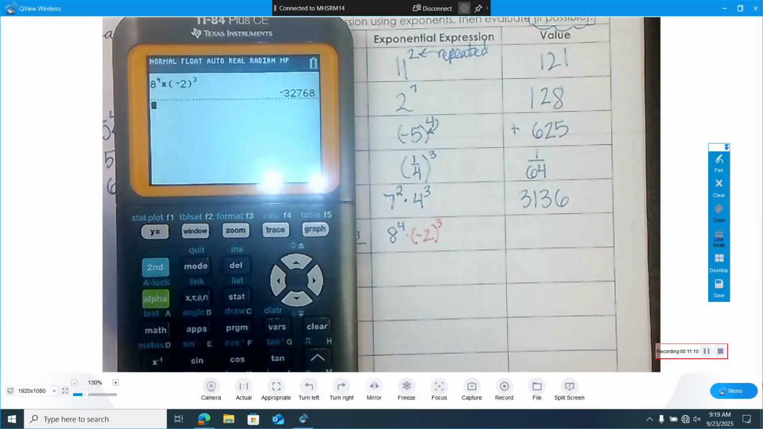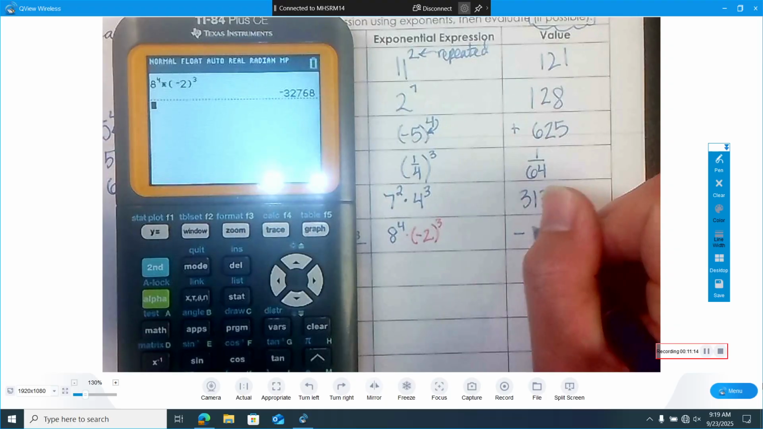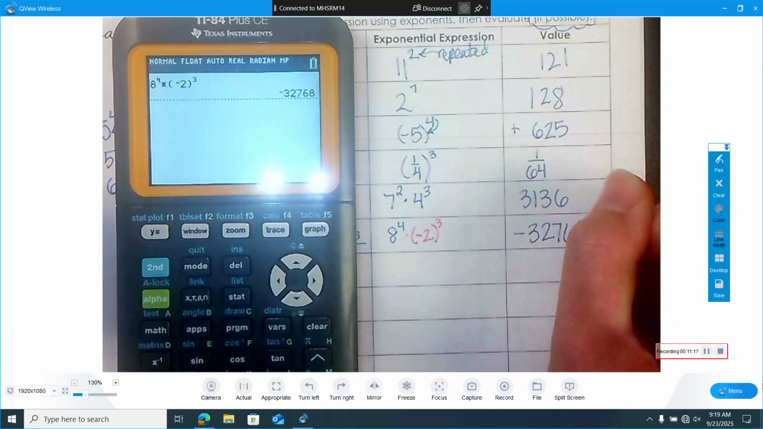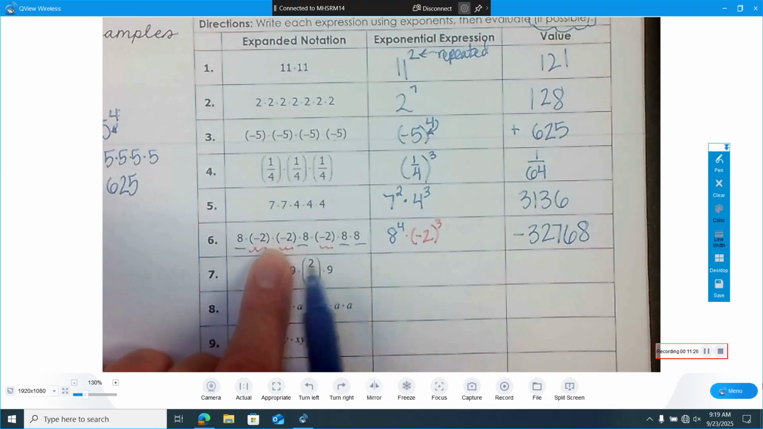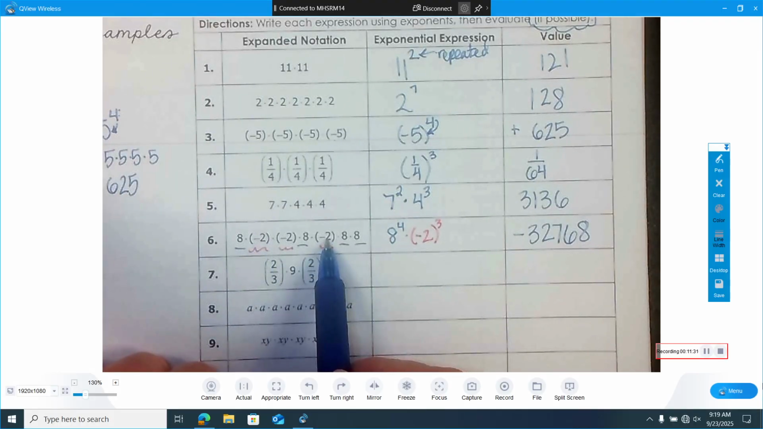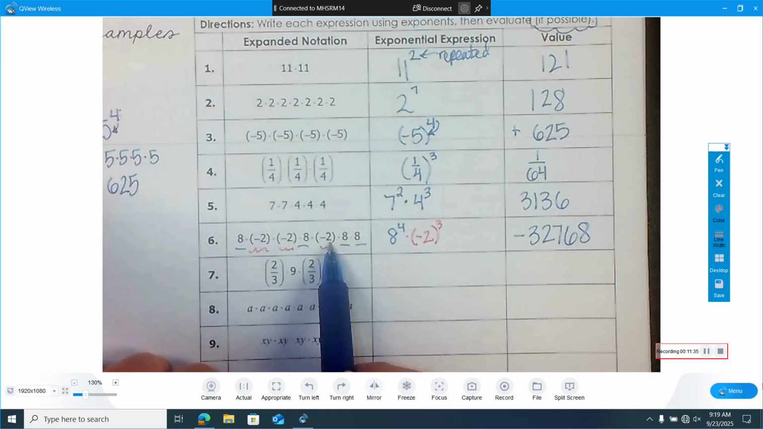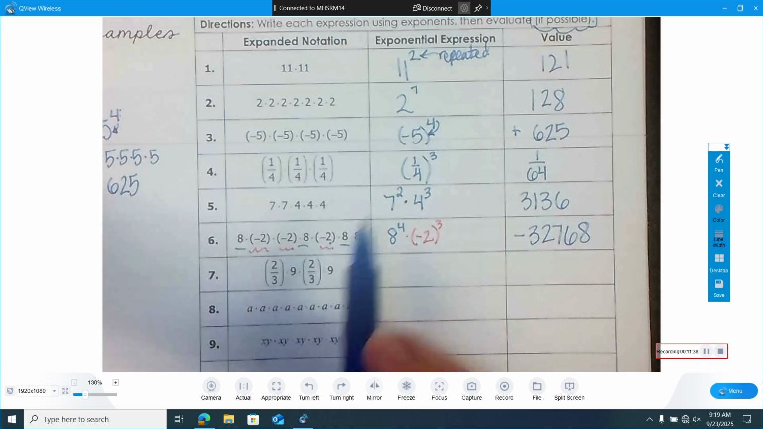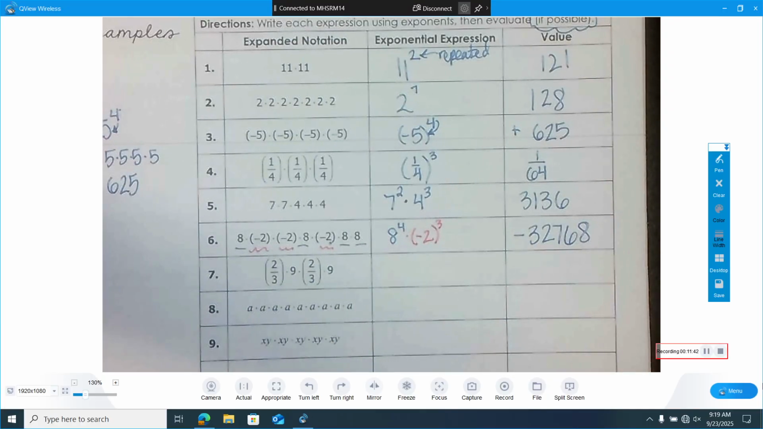Okay, good. Awesome. So we get, for our evaluation, -32768. Is negative correct? Should this answer be negative? Yep. Why? When we count up how many negatives are written out here, we have an odd number. 2 of them make a positive, and then times another negative is going to give us a negative result. So there's an odd number of negatives. We're going to get a negative answer. Okay.